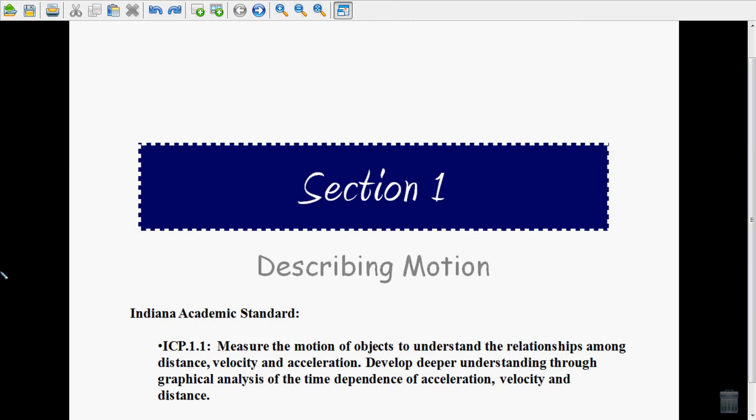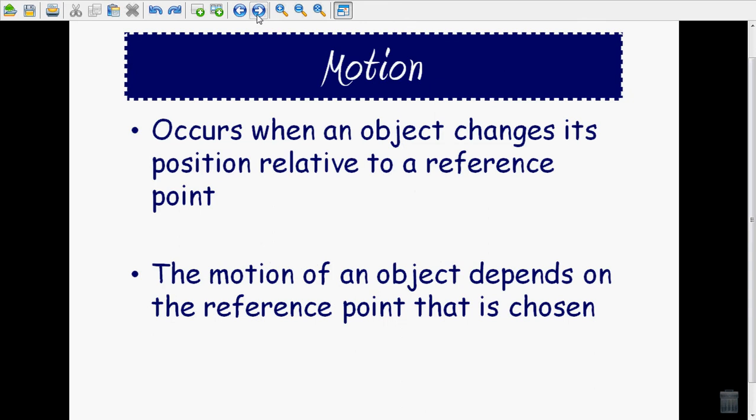Alright, this is section 1, and so we are ready to talk about describing motion. First of all, we're going to talk about what is motion in general. Motion just basically occurs when an object changes its position relative to a reference point. The key here is reference point, so we'll underline that here.